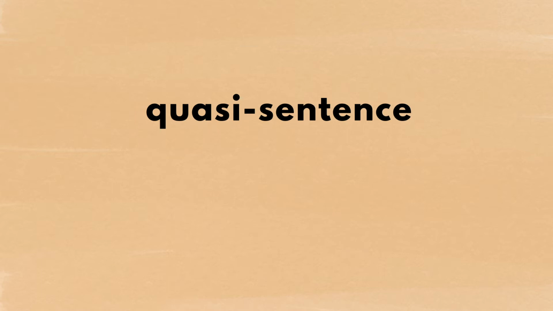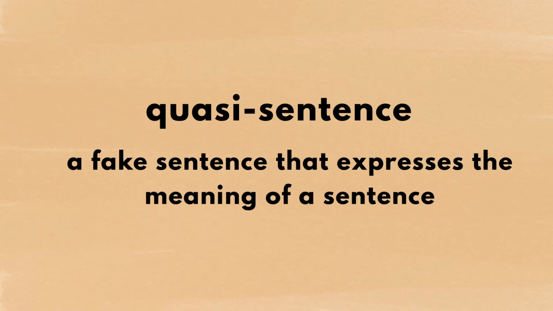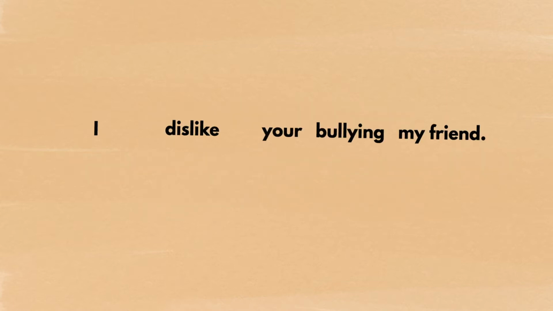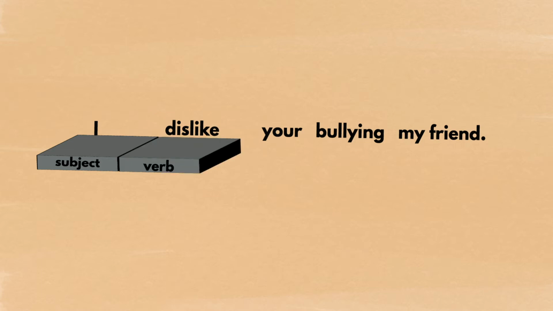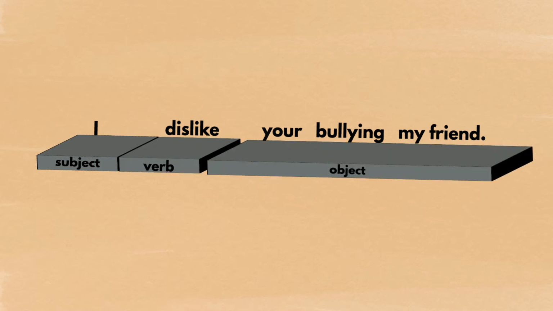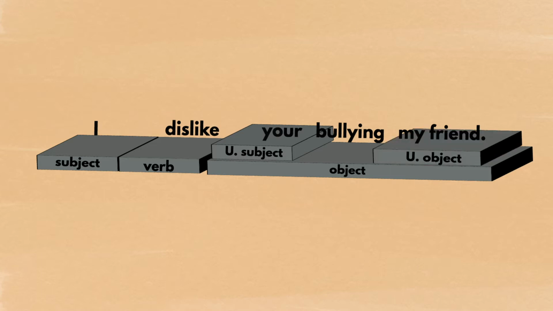They're important because they may function as a quasi-sentence, a fake sentence that is not a real sentence but expresses the meaning of a sentence. This is a very important feature for accurate communication in English. Take the sentence, I dislike your bullying my friend. The subject of the sentence is I, the verb is dislike, and the object is the phrase your bullying my friend. However, if you think about who's bullying, you are bullying.